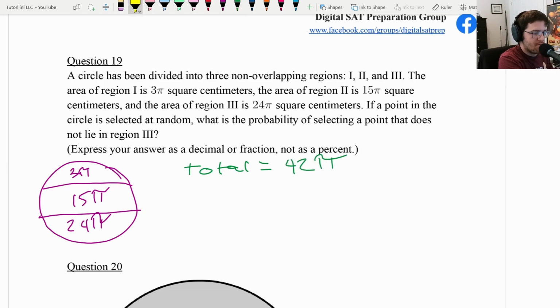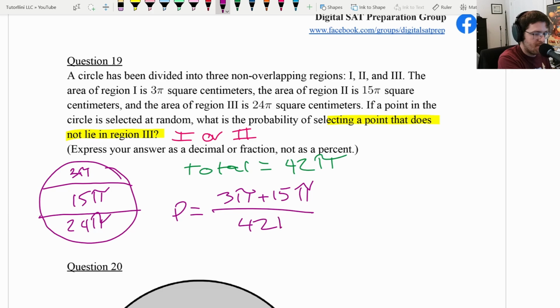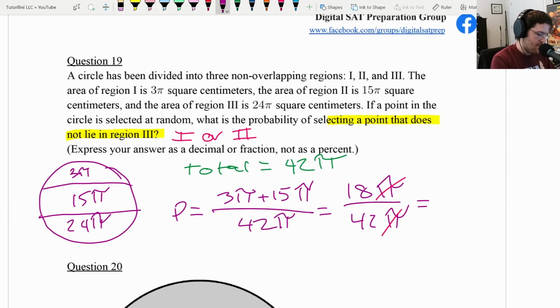And then it says, what is the probability of selecting a point that does not lie in region 2? So in other words, it must lie in region 1 or region 3. So the probability is going to be region 1, region 3. So that's 3 pi plus 24 pi over the total area of 42 pi. And that is 27 pi over 42 pi. And hopefully you guys are seeing, oh, wait, the pi's just kind of go away. That's convenient. So it's 27 over 42, but I think that reduces. So let's see what that reduces to. 18 over 42 reduces to 3/7.